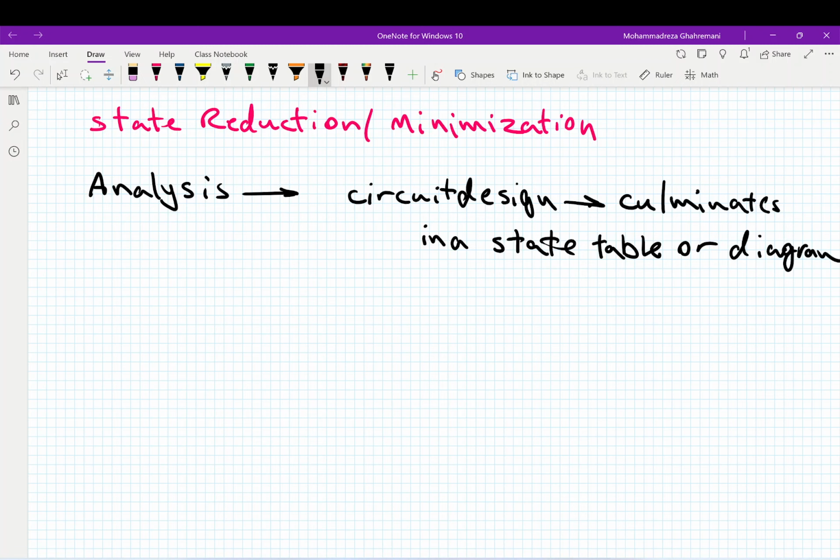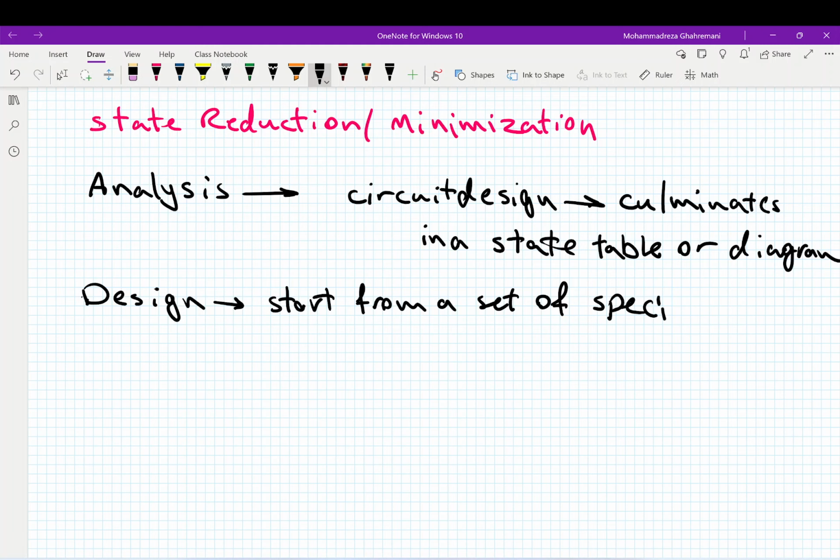Okay, so on the other hand, when we design a circuit, we start from a set of specifications, and the result is a logic diagram.